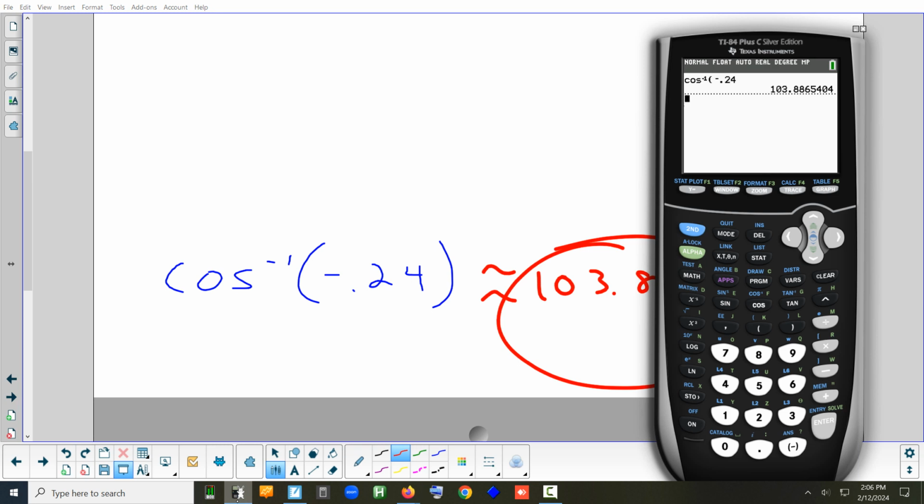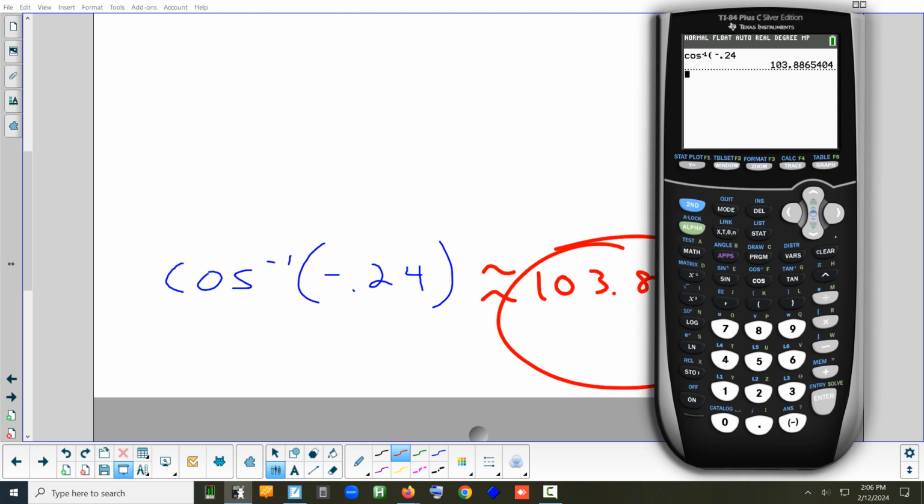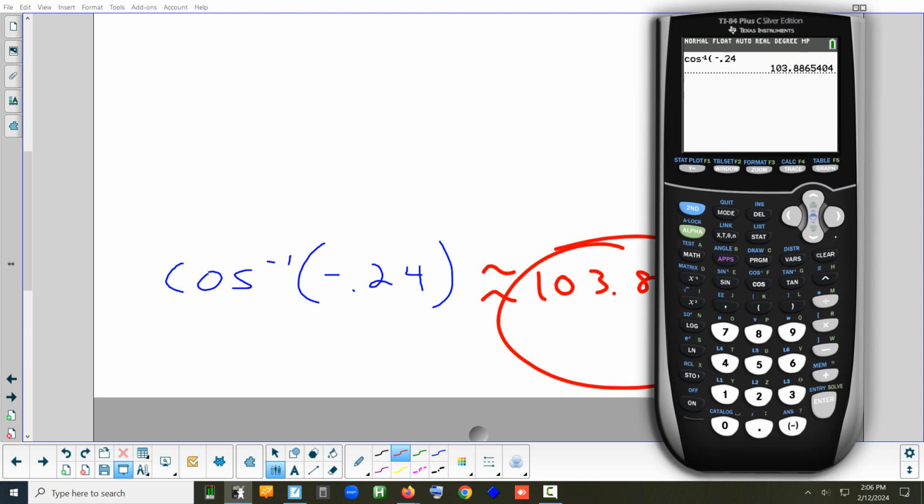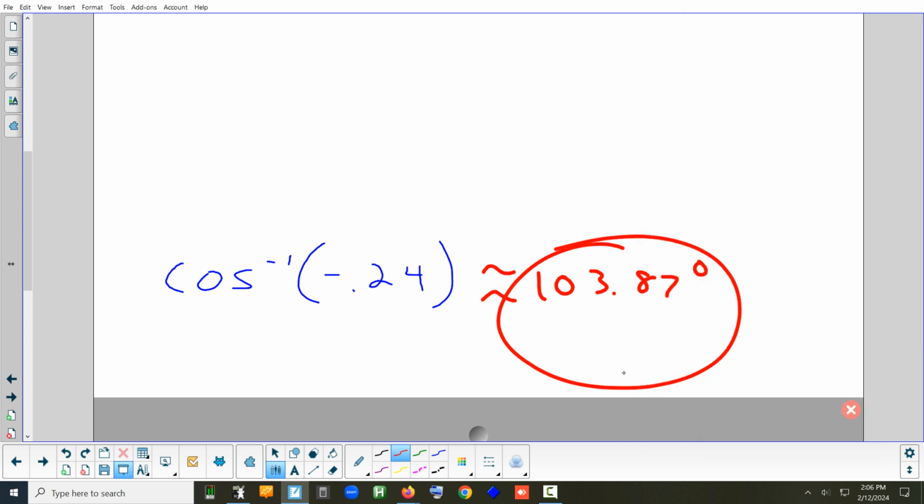Now I want it in radians. Now I could do it by hand. I could multiply by pi, divide by 180. But how can I have the calculator just do it for me in radians? Switch the mode to radians. And then just type it in again. 1.81 radians. So 103.87 degrees or 1.81 radians. Any question on that?